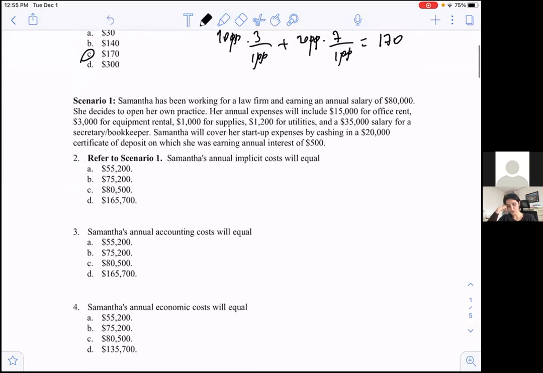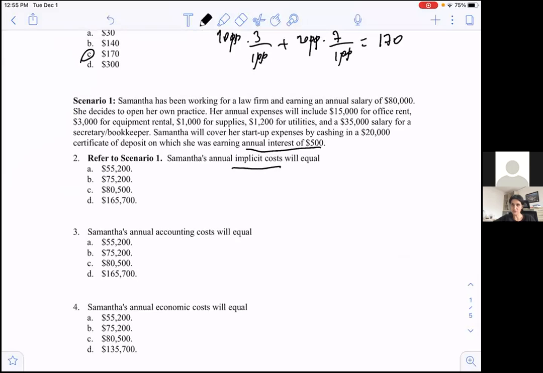Okay, Samantha has been working for a law firm and earning an annual salary of $70,000, and she decides to open her own practice. Her annual expenses will include $15,000 for office rent, $3,000 for equipment rental, $1,000 for supplies, $1,200 for utilities, $35,000 salary for a secretary, and Samantha will cover her startup expenses by cashing in a $20,000 certificate of deposit on which she was earning annual interest of $500.